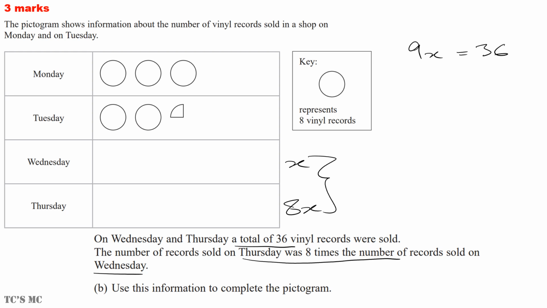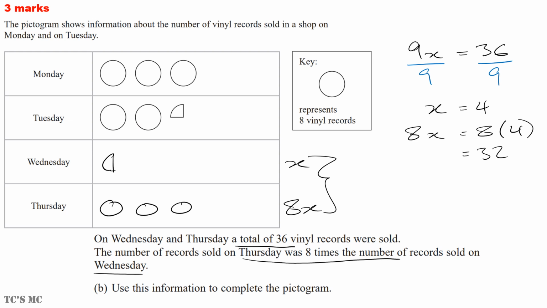If I go on to solve that, I'm dividing by 9. I have X is equal to 4. For 8X, I need to do 8 multiplied by 4, which is 32. Now I have 2 marks. I now need to represent this on the pictogram. For 4, I need to draw half a circle, and then for the 32 records, I need to draw 4 full circles. And both of them together will get you the 3rd mark.